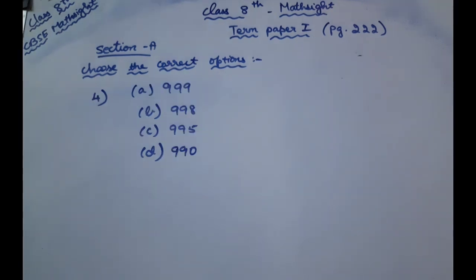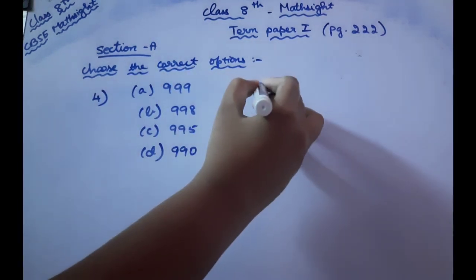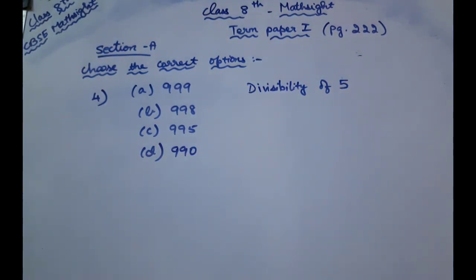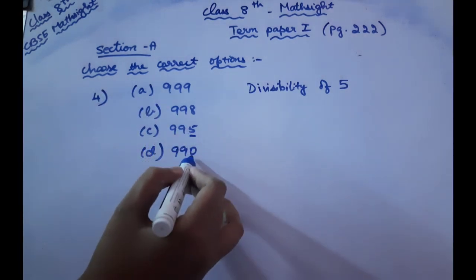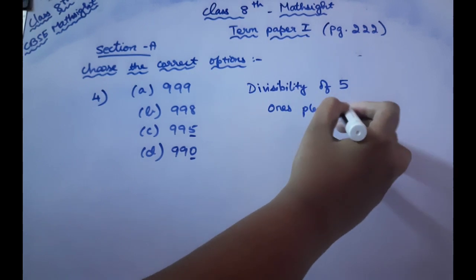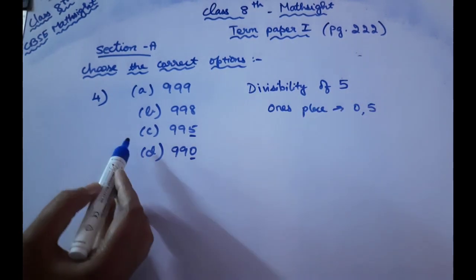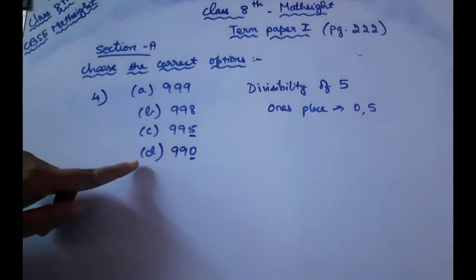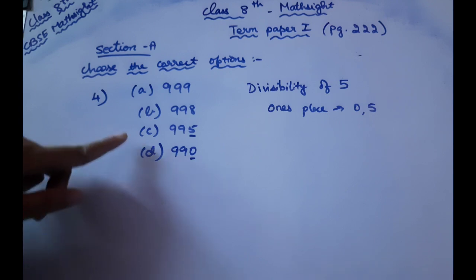We will see the fourth sum. The largest 3-digit number divisible by 5 is. So we first need to know the divisibility of 5. In order to be divisible by 5, a number should have 0 or 5 in the ones place. We can see options A and B, 9 and 8, do not have 0 or 5. So either option C or option D should be the correct answer.